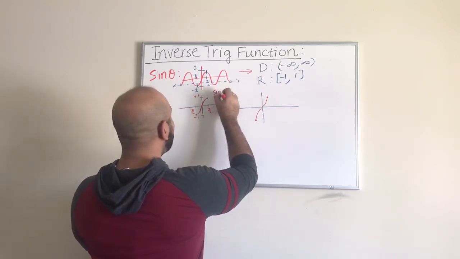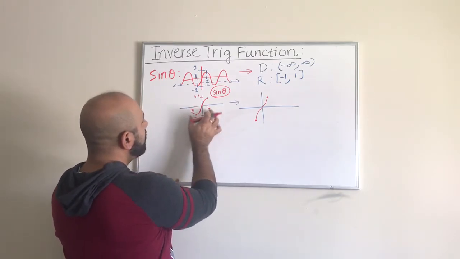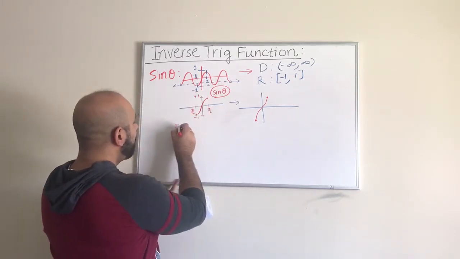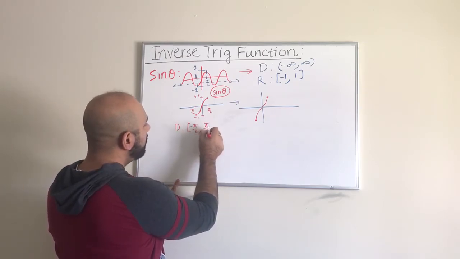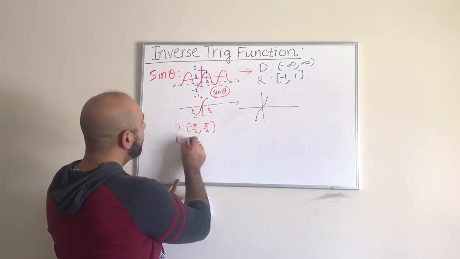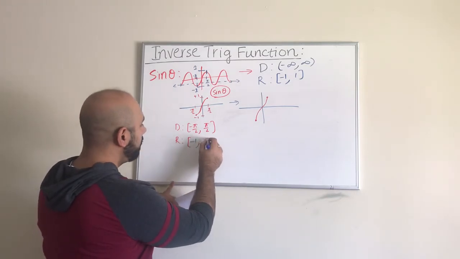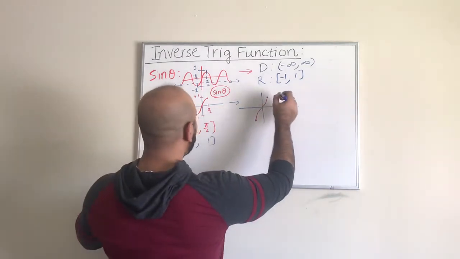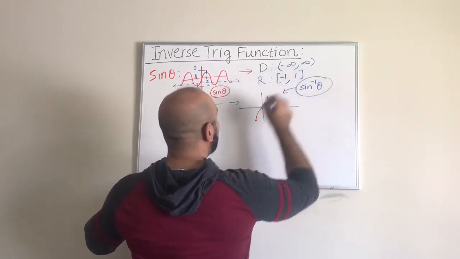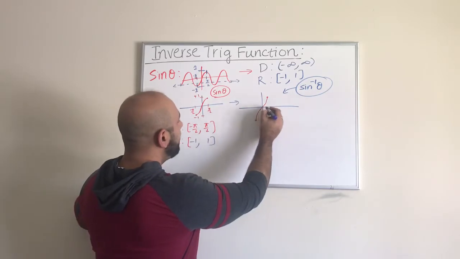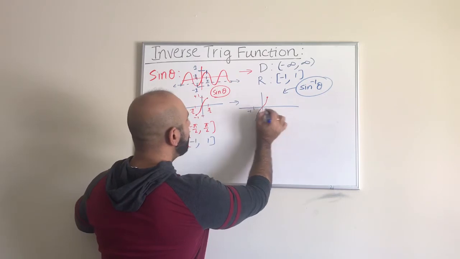Now this is my sine theta. Yes, it is restricted between negative pi over 2 to pi over 2. So if I just focus on this guy, the domain is negative pi over 2 to positive pi over 2, and my range is still going to be the same, negative 1 to positive 1. Now guys, this is my inverse function, sine inverse of theta. And guys, here this is between negative 1 to 1.